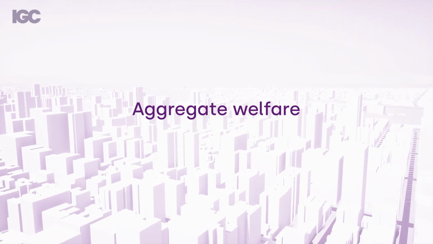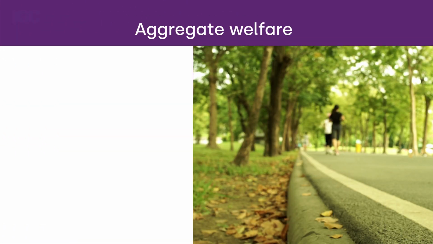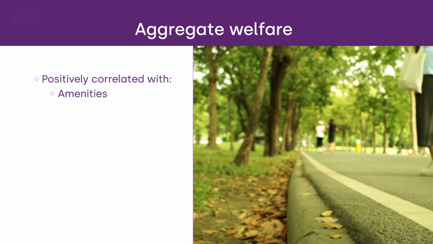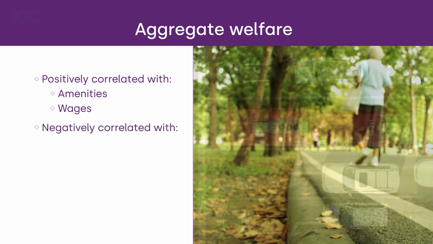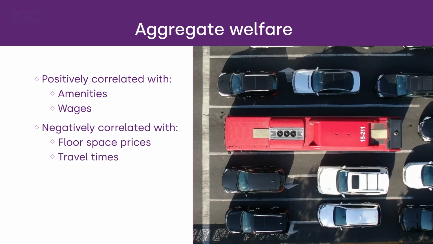One of the most valuable variables created by the model is the measure of aggregate welfare. This measure encompasses various factors, including amenities, housing prices, salaries, and travel times. Unlike the other outcome variables that had a measure for each spatial unit inside of the city, the aggregate welfare is a single number that captures the overall changes in quality of life or satisfaction for all the residents in the city. The aggregate welfare is positively correlated with the level of amenities and wages, as these make people happier, and is negatively correlated with the floor space prices and the travel times.